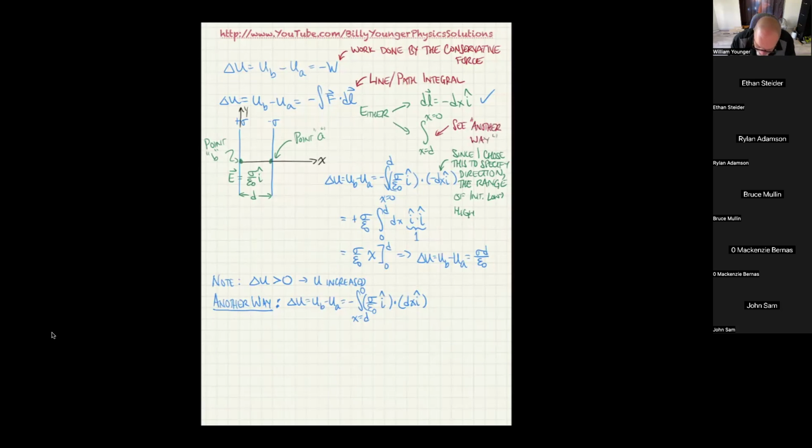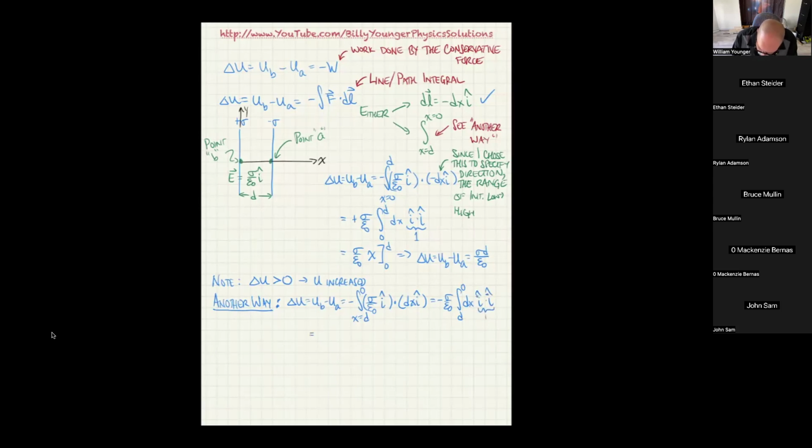So you'll see it later and realize, oh, that's what he was doing. He was doing it again, but this time in a different way. Now notice I can go ahead and do the dot product, but the negative is going to stay there this time. And I'm going to get a sigma over epsilon naught because that's still a constant. And I'm going to integrate from d to 0 of dx i hat dot i hat, which again we know is just 1.